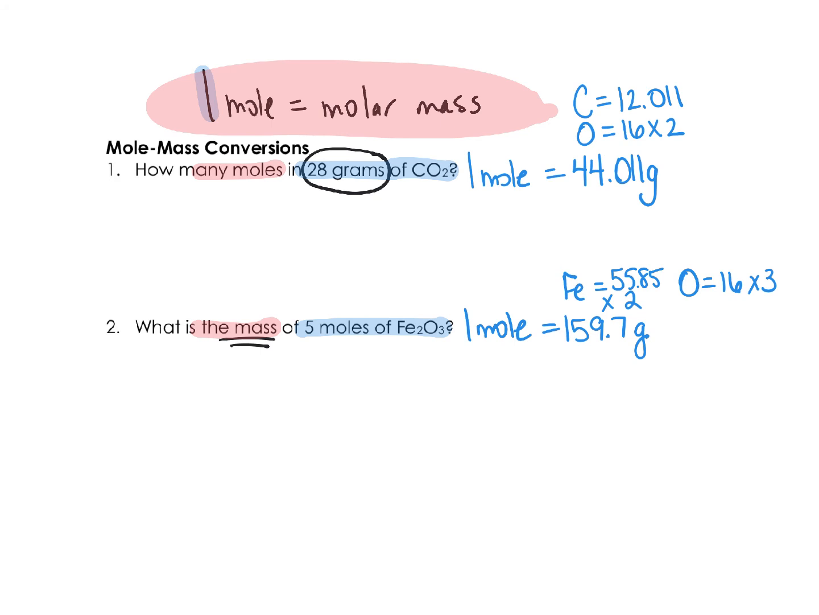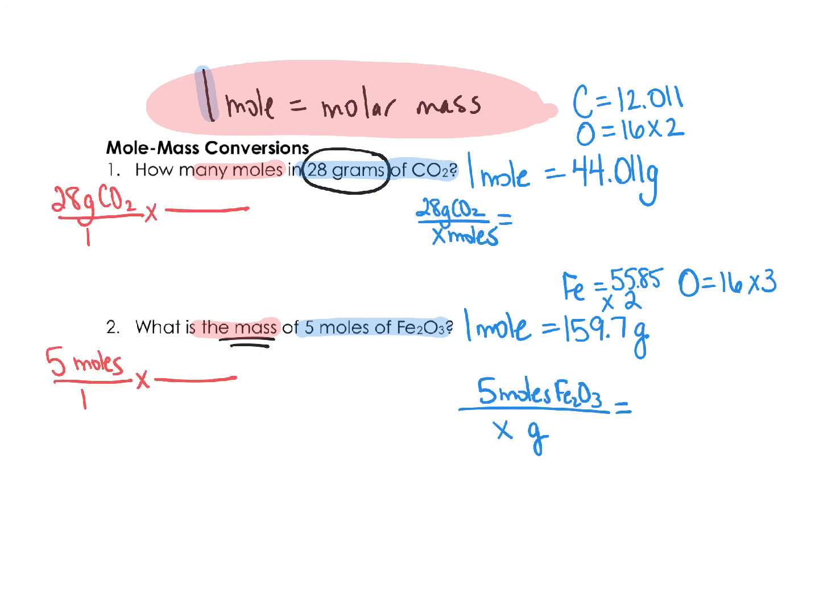Again, I will set it up in both ways. So always remember, begin with what you're given. So you can see that in both methods, I have started with 28 grams of carbon dioxide, and for the second one, 5 moles of iron oxide. Now with the conversion factor method, I want grams on the bottom because I don't want grams anymore, and I want to know how many moles that is. So my 1 mole is going to go on the top. So I'm going to put that molar mass of 44.01 grams on the bottom.